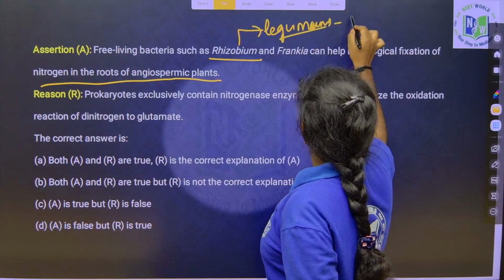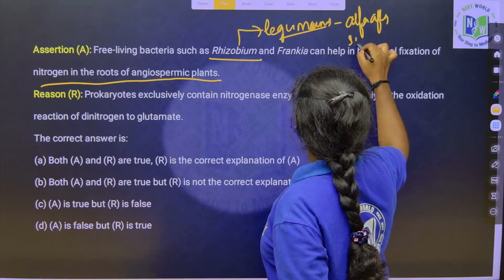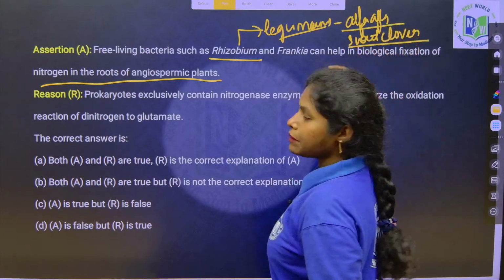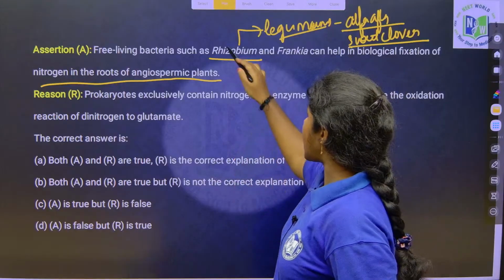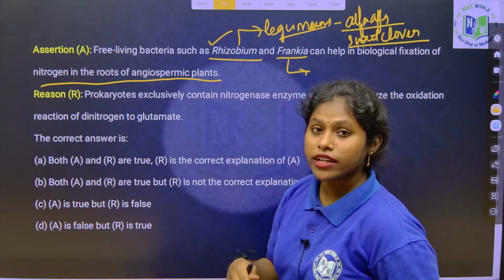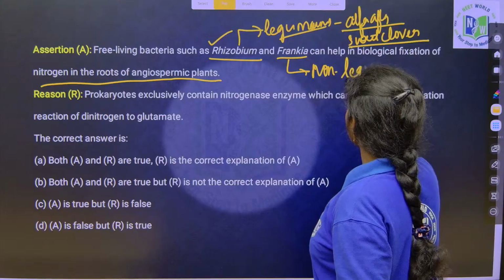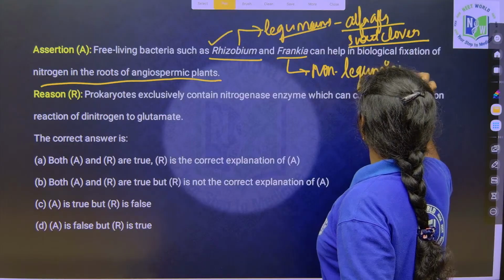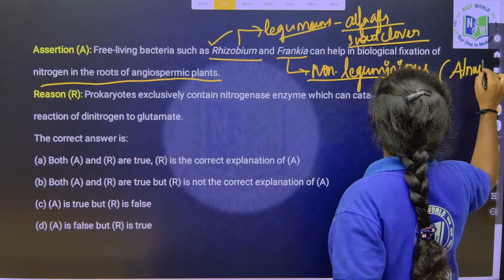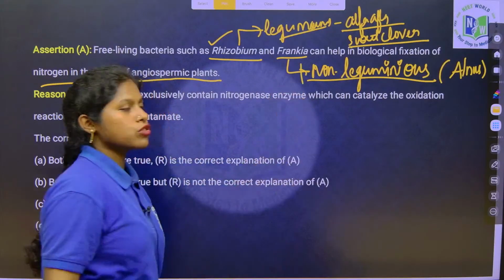So that are alfalfa, right? The sweet clover, right? Garden pea. These are all the best examples of the rhizobium. And Frankia, which is involved in the symbiotic association with non-leguminous plants. Alnus is the plant which is involved in that non-leguminous plant association.